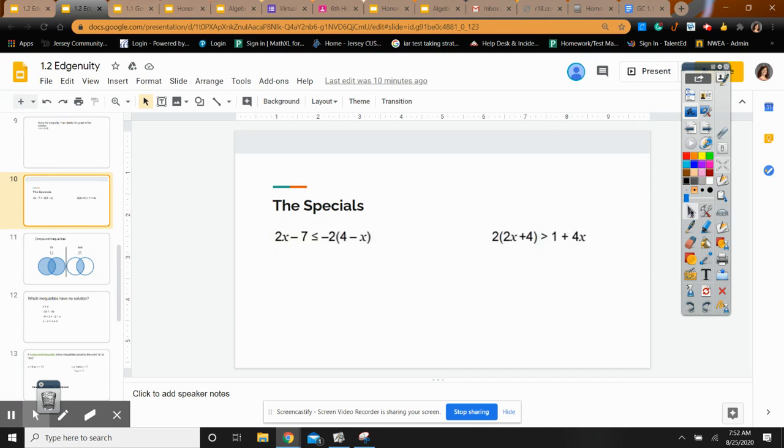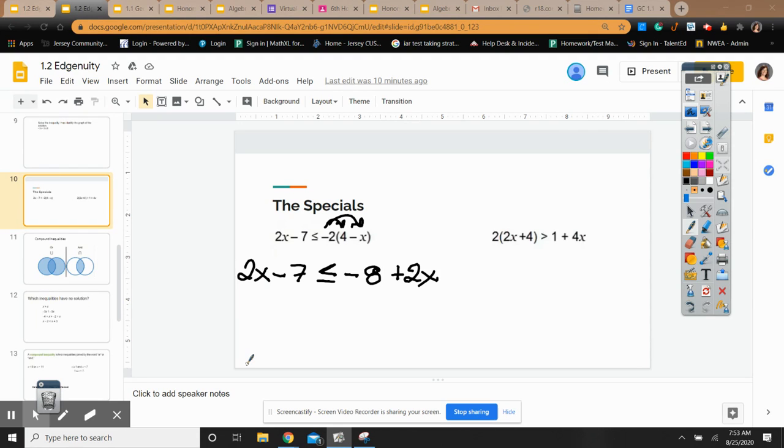Okay, these two are what we call the specials. So what happens here? Let's see. Let's clean this up. And I get 2x minus 7 less than or equal to -8. Be careful with the distributing of the negative here. That will become a plus 2x.